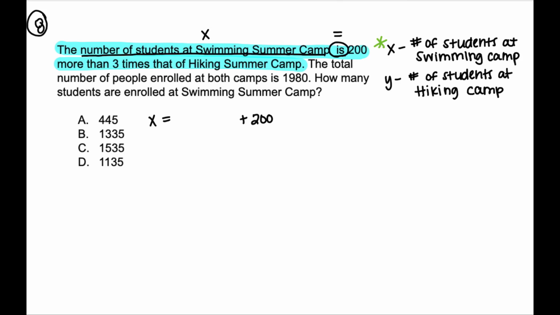So the number of students at swimming summer camp is 200 more than, so something plus 200, 3 times that of hiking summer camp. Okay, so it's 3 times the number at hiking camp, and then 200 more than that. So I'm going to make this look a little bit neater. So it's 3 times Y plus 200.